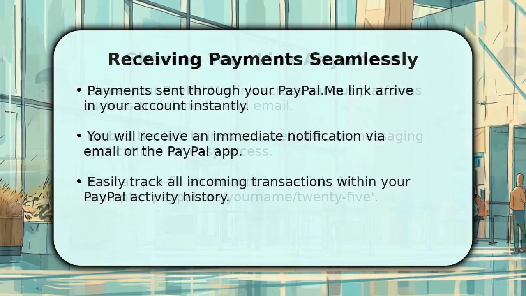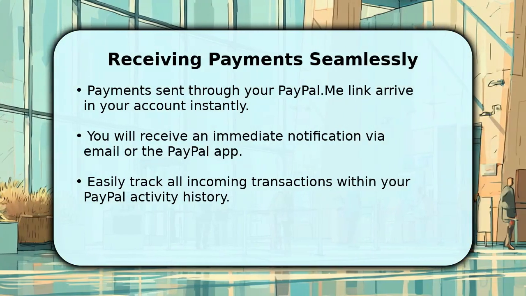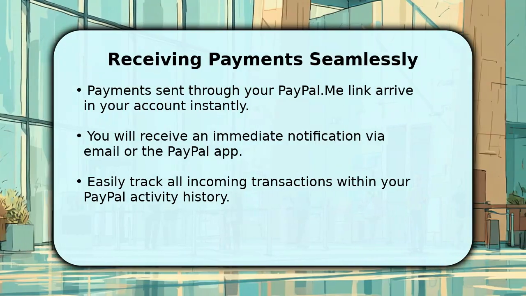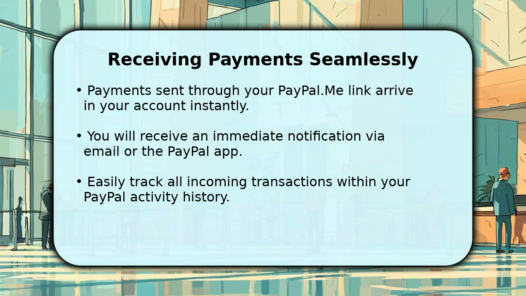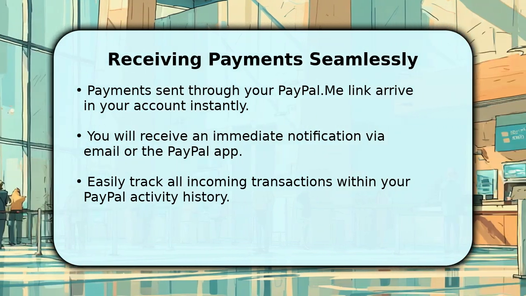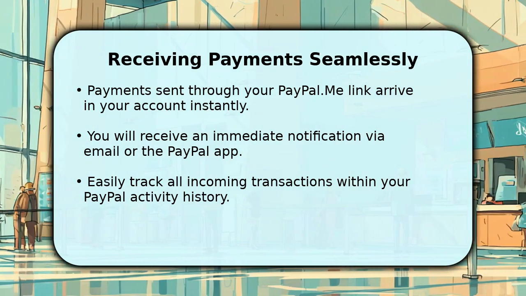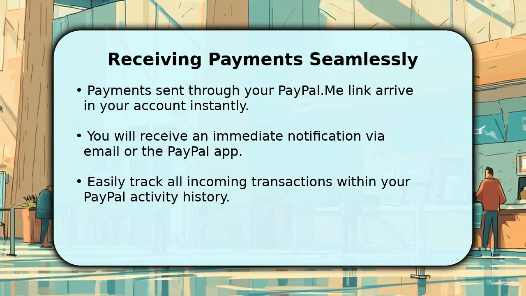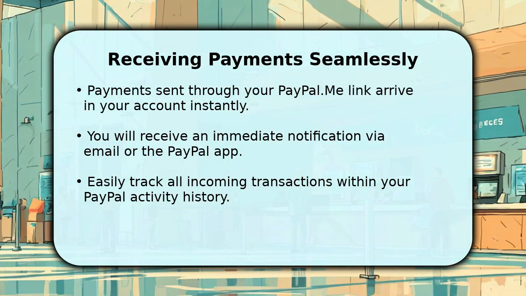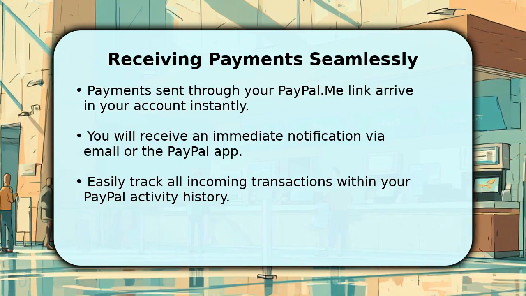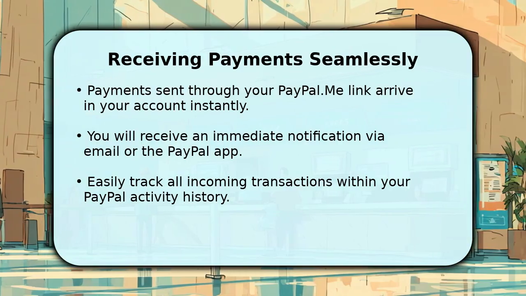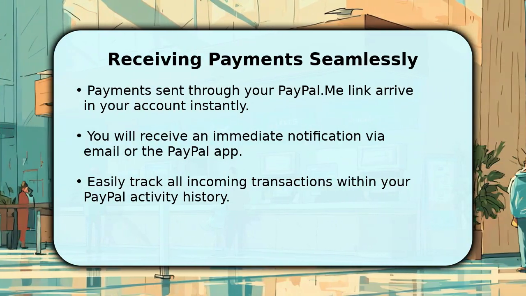When someone sends money through your PayPal Me link, the funds typically appear in your PayPal account within moments. You will receive an immediate notification confirming the transaction and its details. Access your account activity to view a complete history of all incoming payments, ensuring transparency and easy record keeping. Rest assured, all transactions are protected by PayPal's robust security measures.